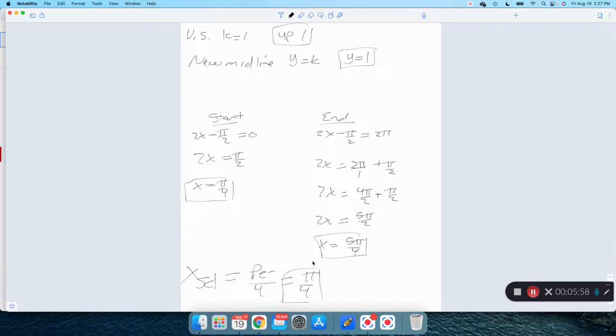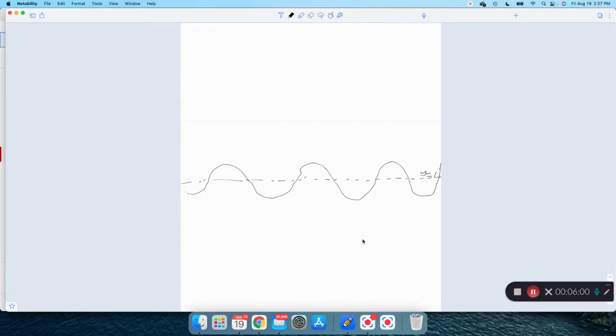Pi over 4, 5 pi over 4. So here's a perfectly good start. And I'm going to write these down here, because I don't want to get in my own way later on. So for now, I'm going to label all my points down here. And then once I get everything figured out, I'll bring them back up where they go. So I'm just doing this kind of game right now.